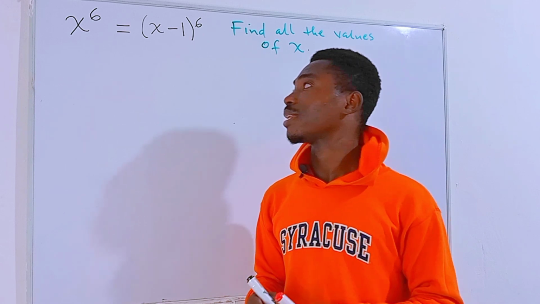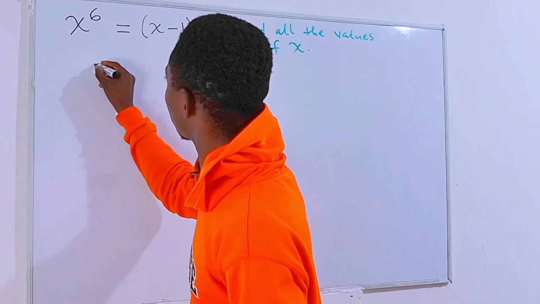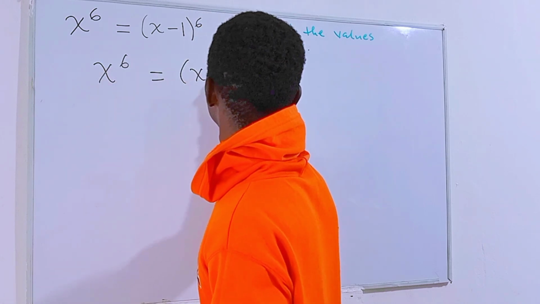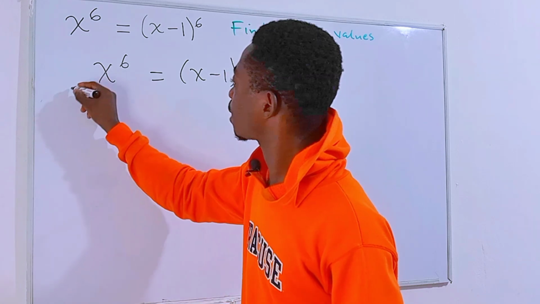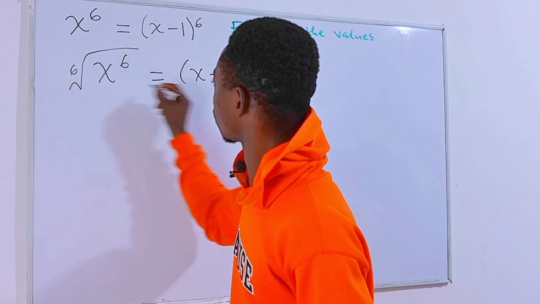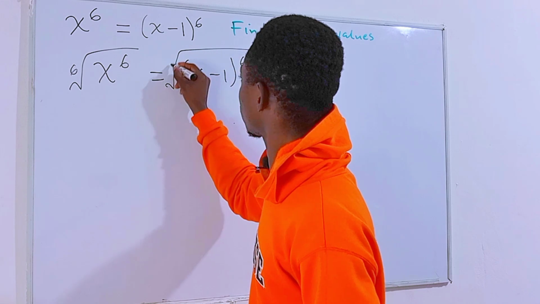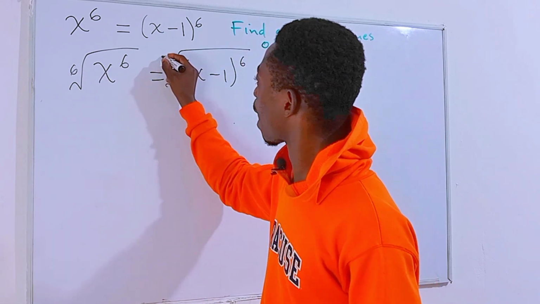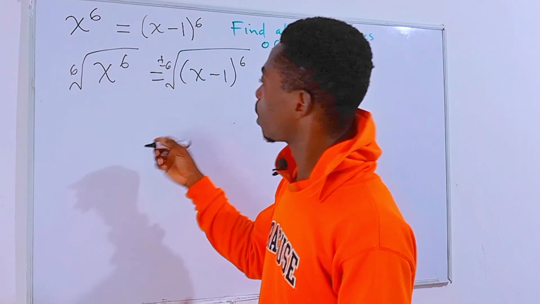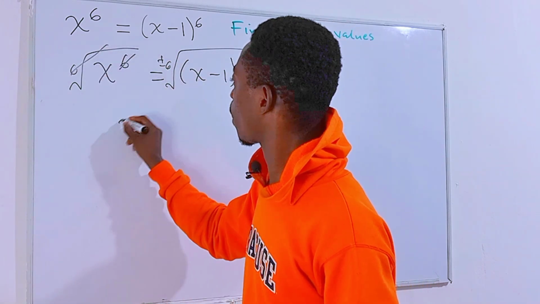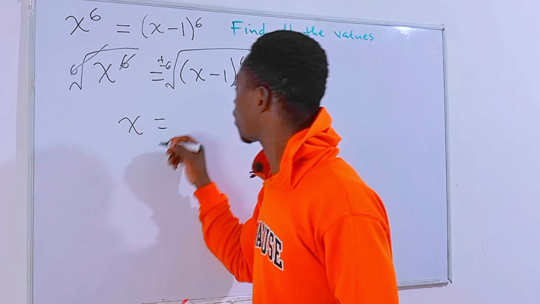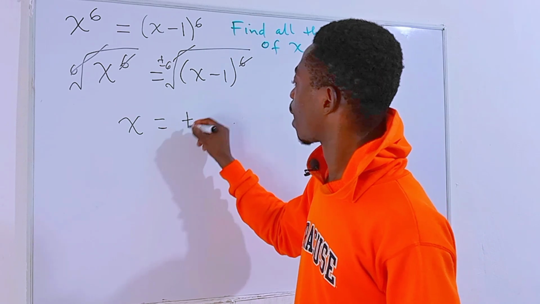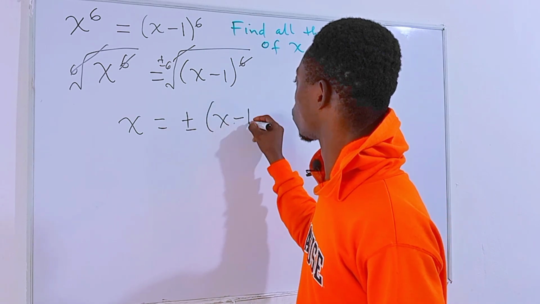Now let's get started. The easiest way to tackle this question is that, in fact, we're going to take the sixth root on each side of the equation. And because we are dealing with even numbers right here, we're going to add plus or minus to this. So that on the left, this and this will go, and we will have x is equal to, then the right hand side, this will also cancel, and we'll be left with plus or minus (x minus 1).